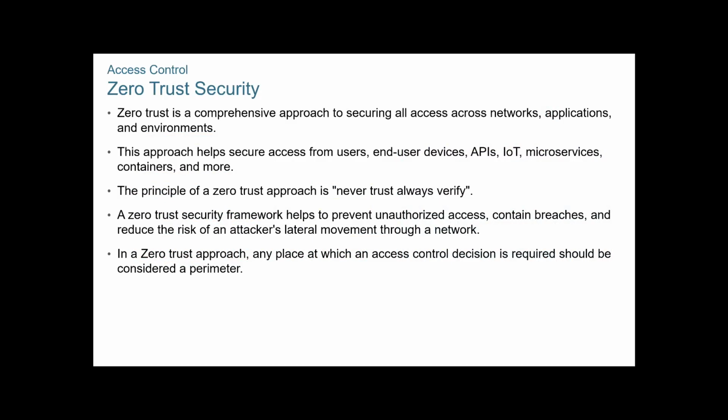So we just want to secure access from users because you and I both know they're the culprits. Never trust, instead we use never trust, always verify. So we want to prevent that unauthorized access. We want to contain breaches. We don't want to have to do damage control. So any place in which an access control decision is required should be considered a perimeter. So all that is given a lot of thought, both administratively and technologically, and so forth.